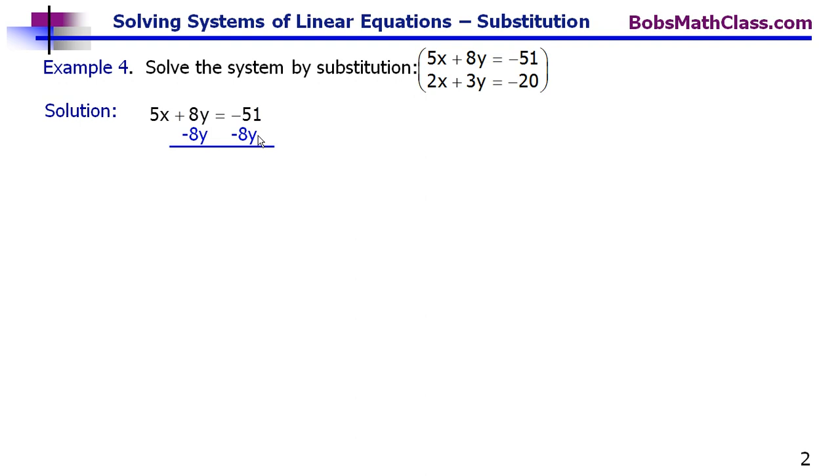Alright, so negative 51 minus 8y, or you could write the negative 8y first. Does not matter. And then we're going to divide by 5 to get the x by itself. And again, just leave it as one fraction here. So x equals negative 8y minus 51 all over 5.